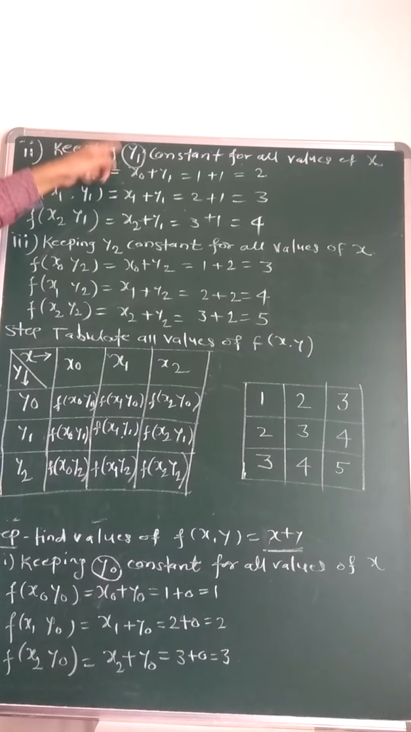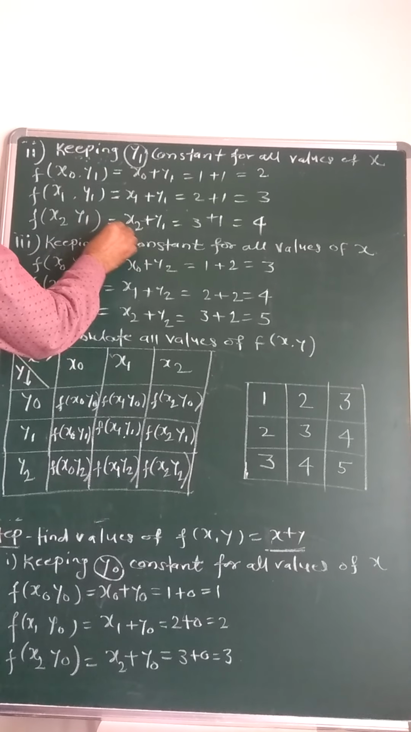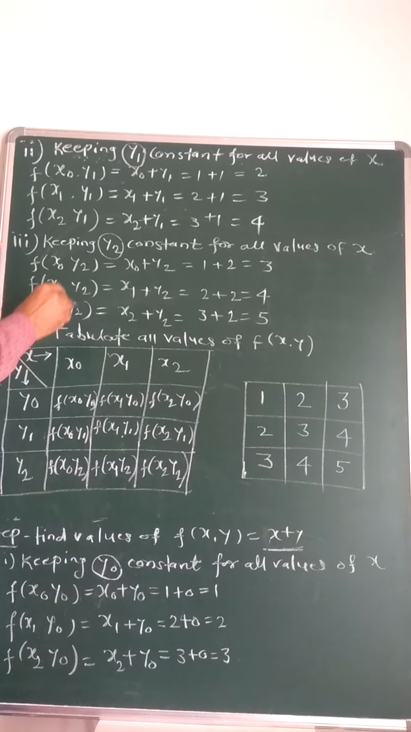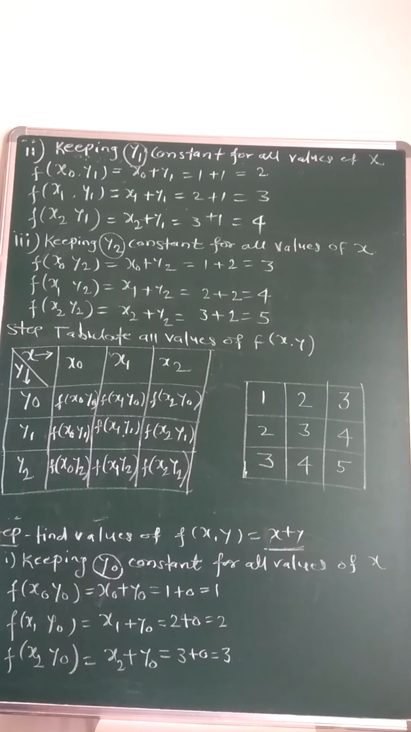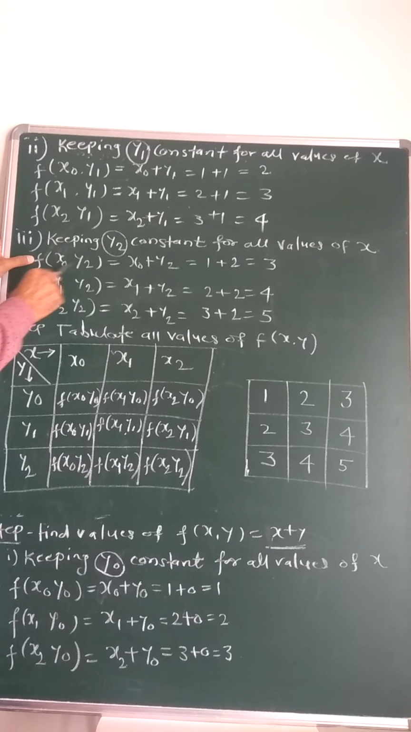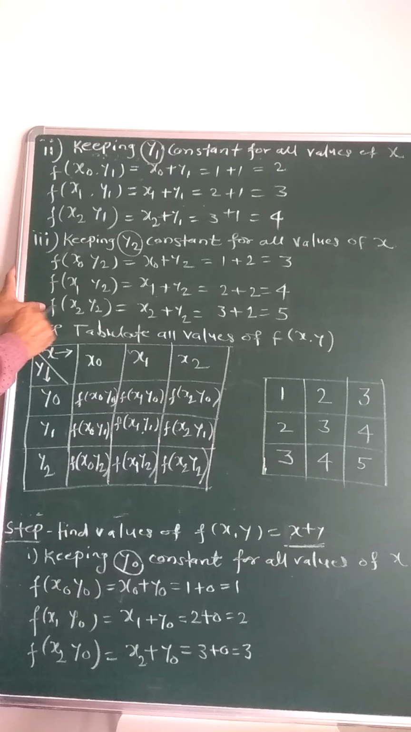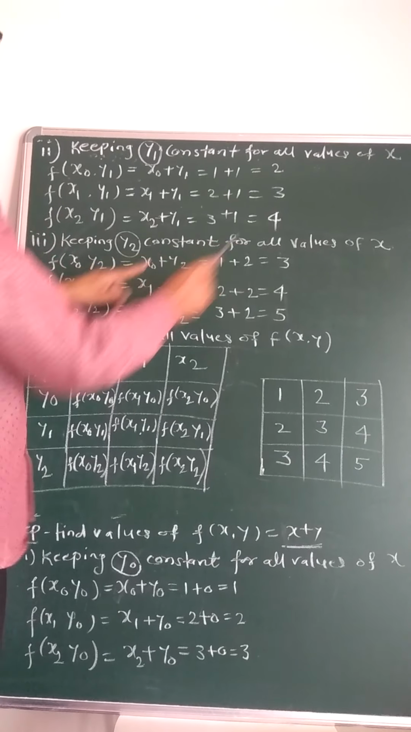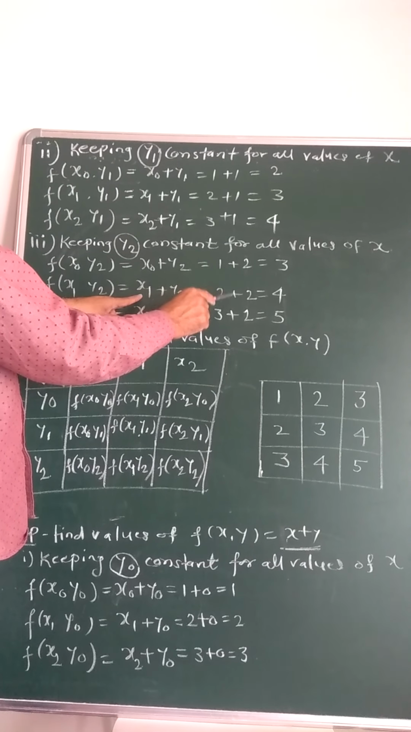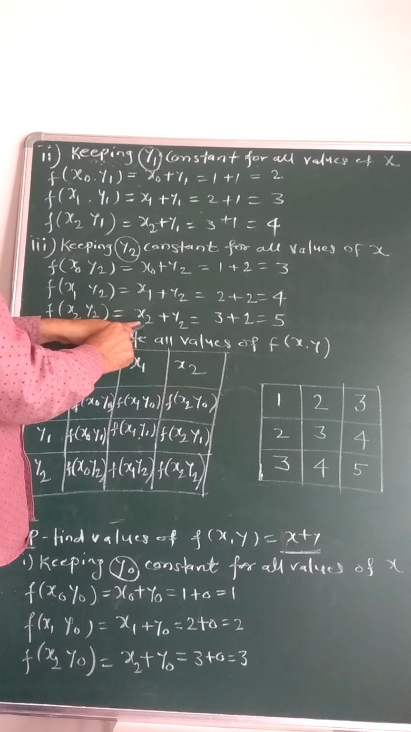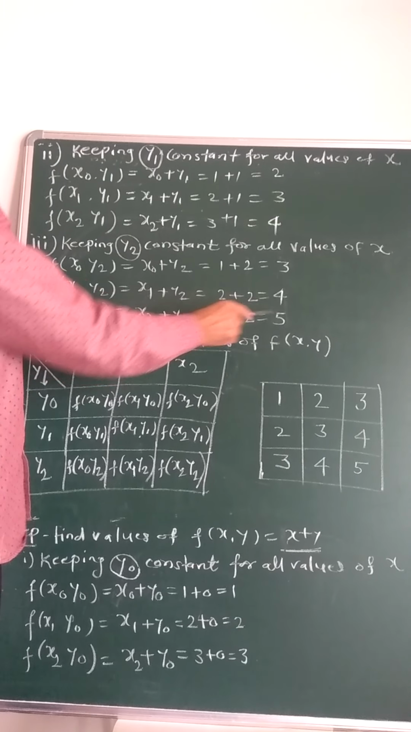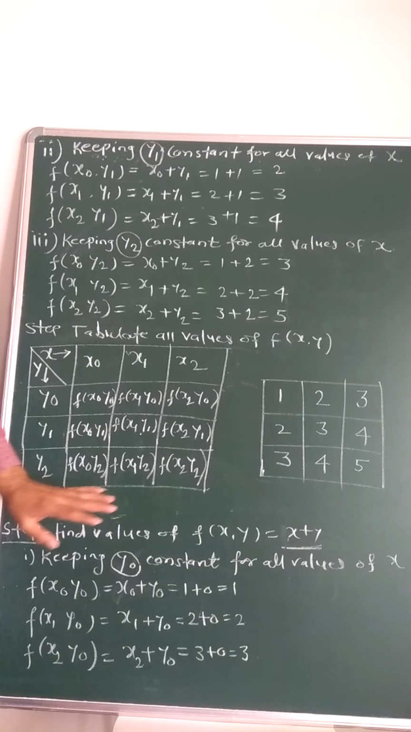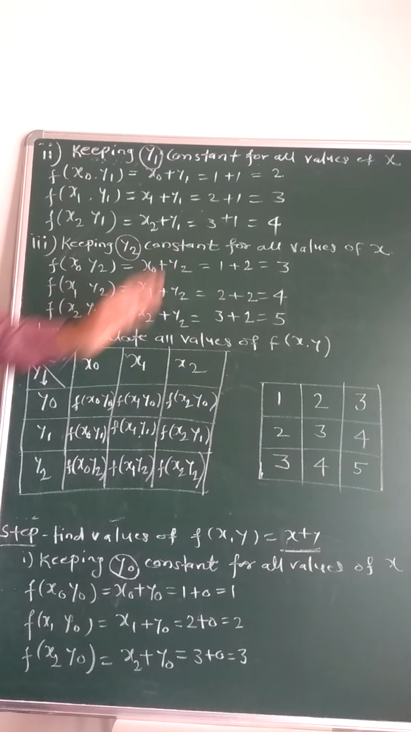Now the next step is keeping y2 constant for all values of x. Therefore, this y2 is kept the same. The function becomes f of x0 y2, f of x1 y2, f of x2 y2, and the values are x0 plus y2, 1 plus 2 is equal to 3, x1 plus y2, 2 plus 2 is equal to 4, x2 plus y2 is equal to 3 plus 2 is equal to 5. Now these are the various values of the given function f of x comma y is equal to x plus y.